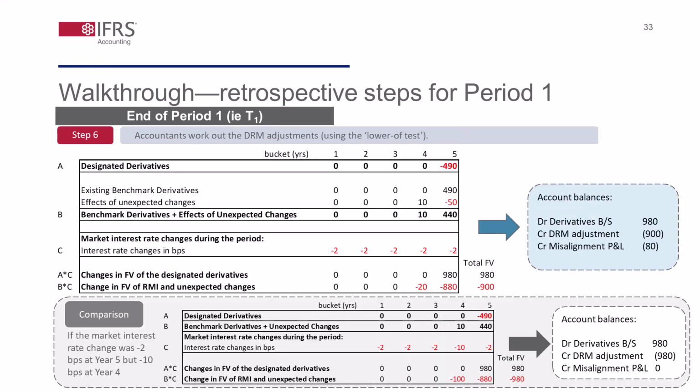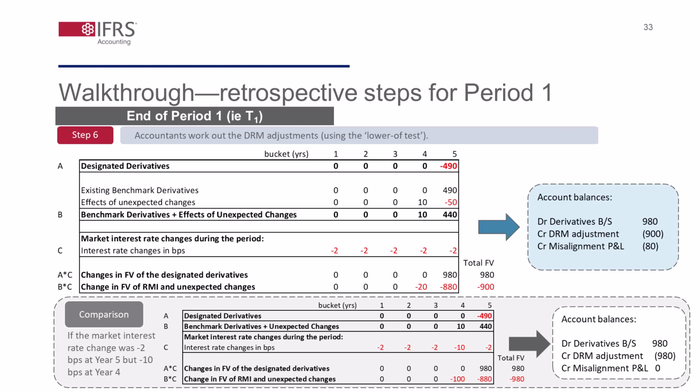The last step of the period is to quantify the measurement and work out the DRM adjustment for the period. This is performed on a life-to-date basis by comparing A, the cumulative gain or loss on the designated derivative from the inception of the DRM model, and B, the cumulative change in fair value of the risk mitigation intention, as well as the effect of any unexpected changes attributable to the repricing risk from the inception of the DRM model.